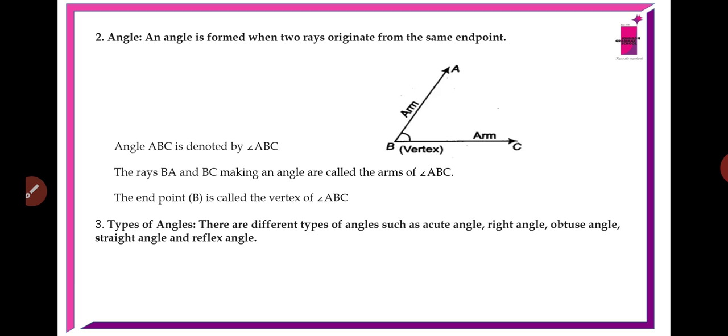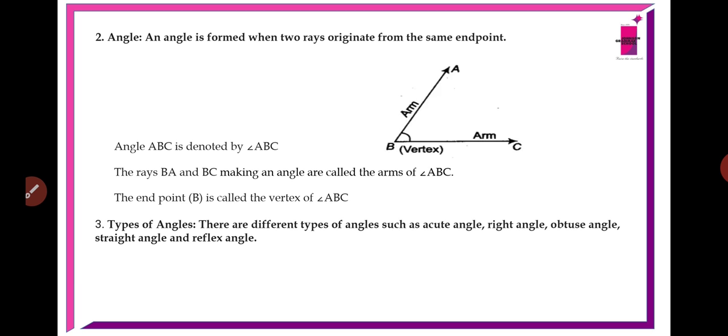Now we are going to discuss what an angle is and what the different types of angles are. Angle, we have a lot of definitions to describe an angle. One definition is that an angle is formed when two rays originate from the same endpoint, or the difference between the initial and terminal position of a ray is also called an angle.